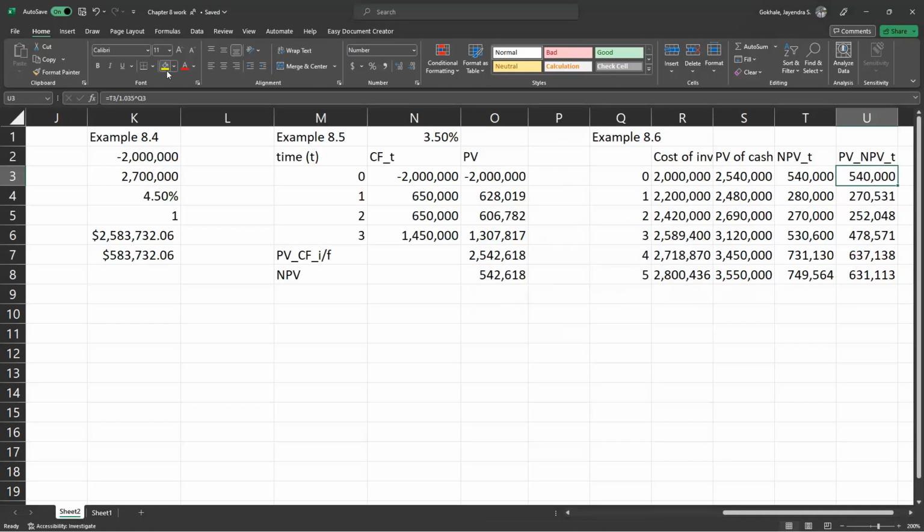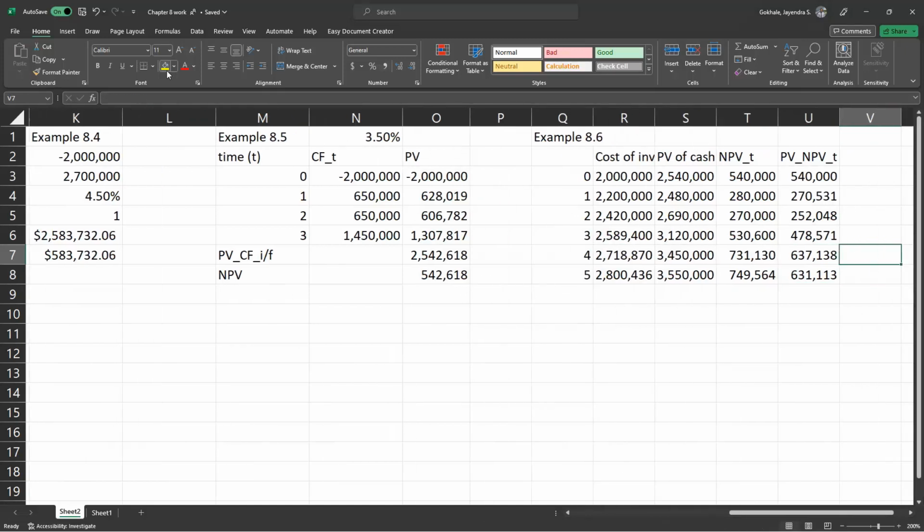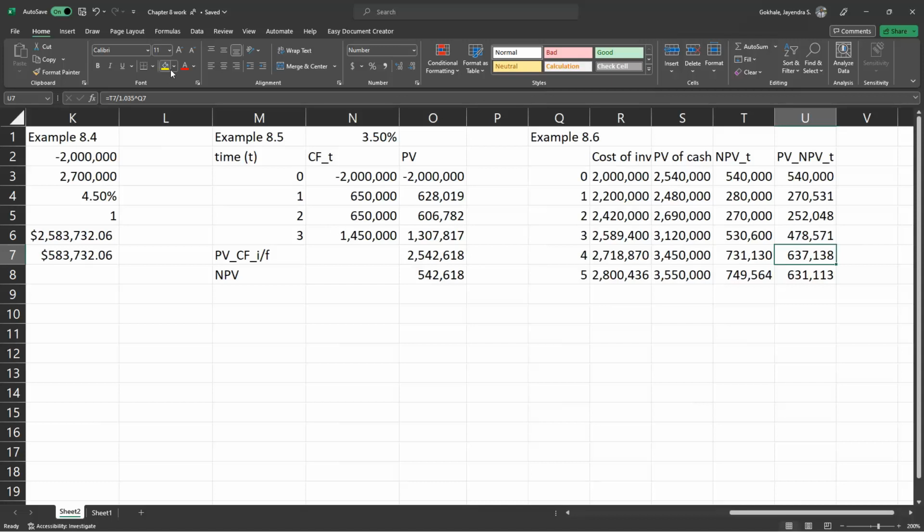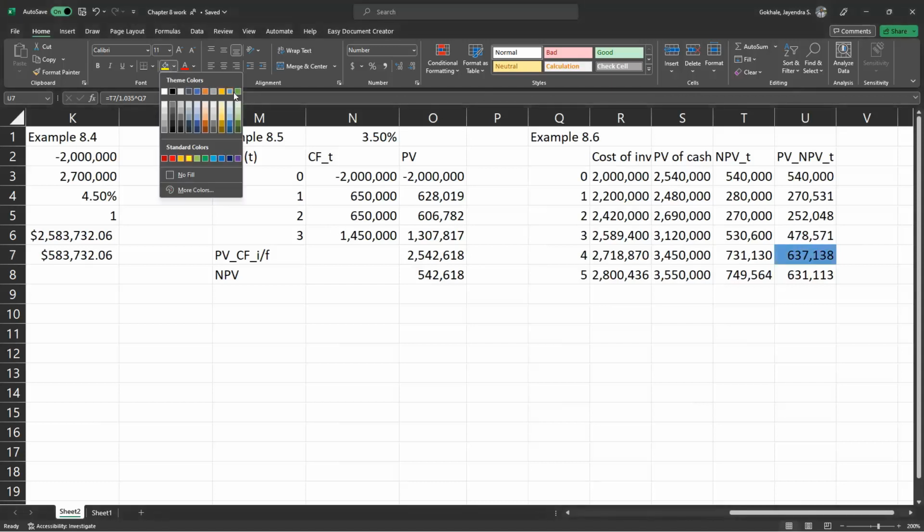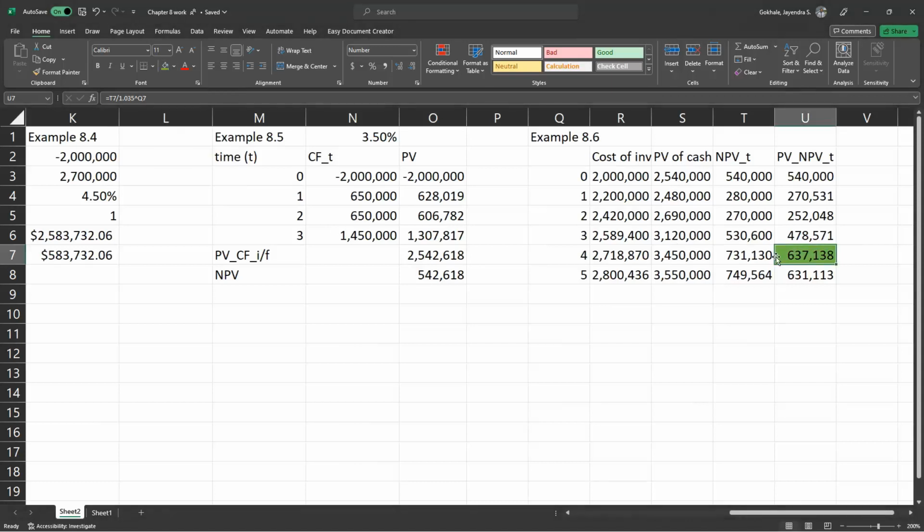So this goes from 540 to 270 to 250 to 478, 637, 631. Looks like in year 4, the present value of the net present value is the maximum. We'll use green color here. So this is when we should invest in this project.